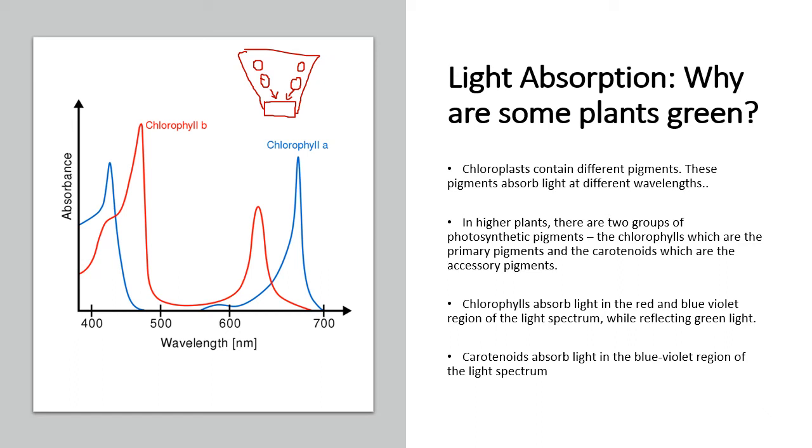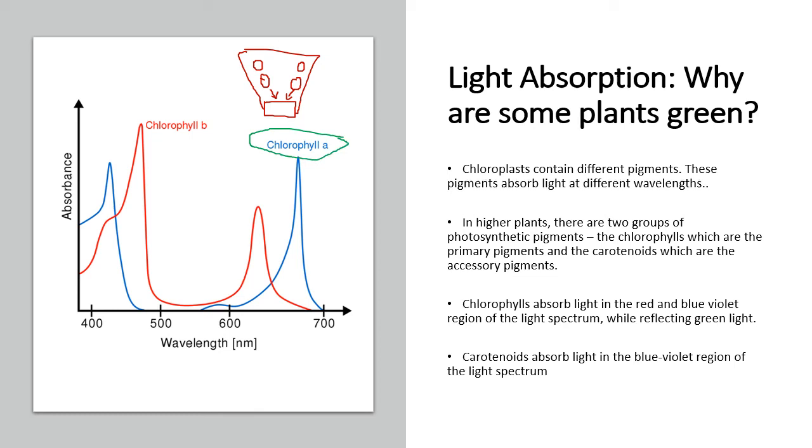So if you look here, this is what we call an absorbance spectrum. You can see that it's the absorbance of light. If you look here, there's a blue line and there's also a red line. The blue line shows us what wavelength chlorophyll A absorbs light at. So I think maybe I should use a green marker here so you're able to differentiate from the actual graph.